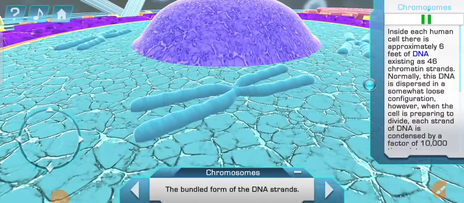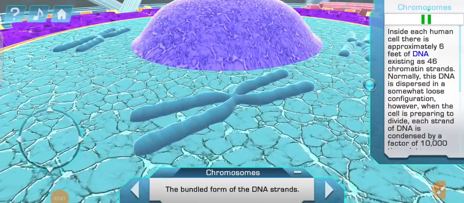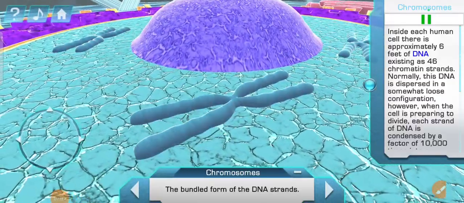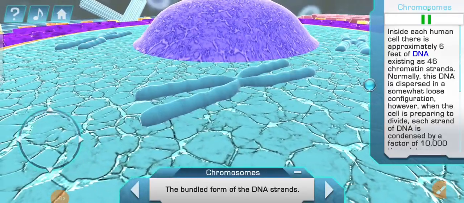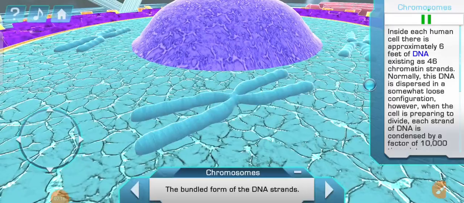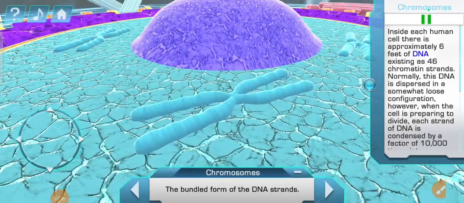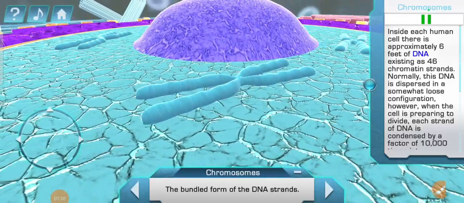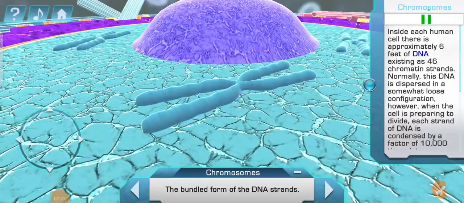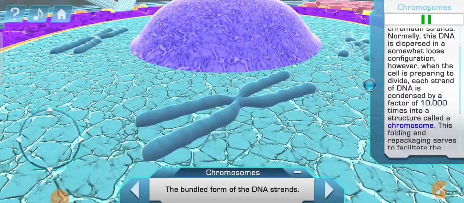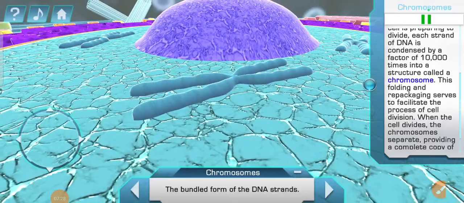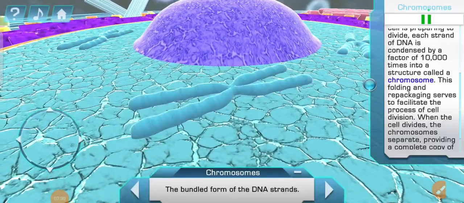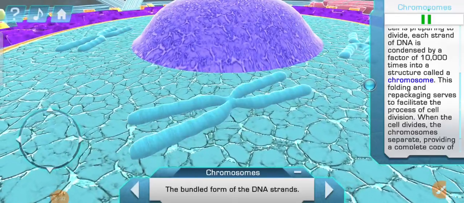Our next structure is the chromosome, the bundled form of the DNA strand. Inside each human cell, there is approximately 6 feet of DNA existing as 46 chromatin strands. Normally, this DNA exists in a somewhat loose configuration. However, when the cell is preparing to divide, each strand of DNA is condensed by a factor of 10,000 times into a structure called a chromosome. This folding and repackaging serves to facilitate the process of cell division.